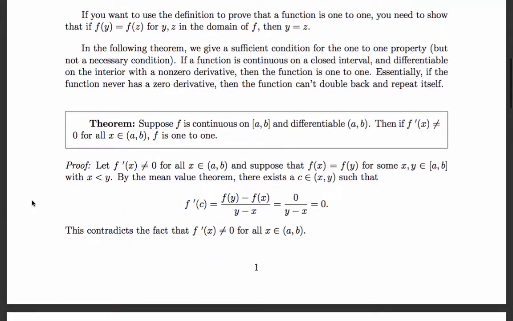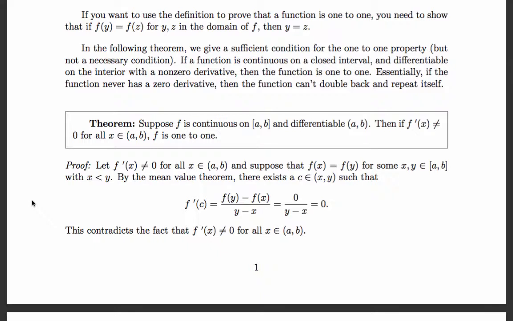So in order to prove that a function is one-to-one, we need to show that if f of y and f of z are the same, then y and z must be the same. Now, this following theorem will give us a sufficient condition for the one-to-one property, but it's not necessary. In other words, the theorem is not an if and only if statement.